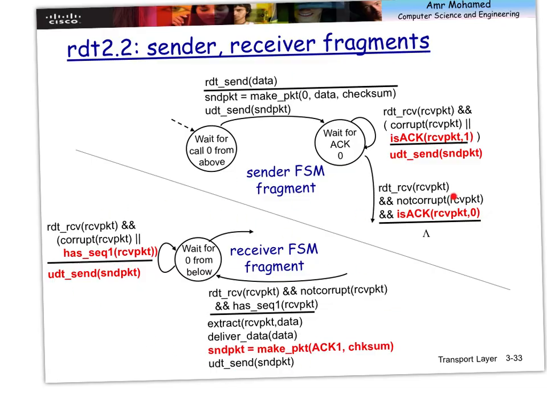And this is the sender side, half of it. Okay. So on the receiver side, I received a segment and it was corrupt.